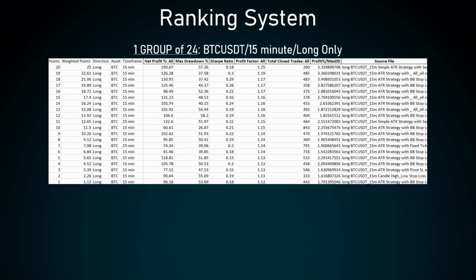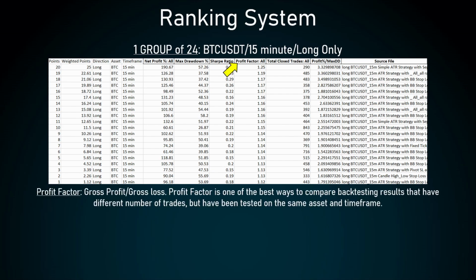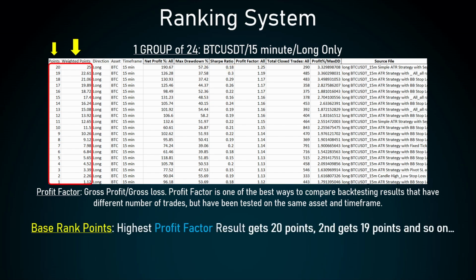Once I got the 24 groups, I sorted them based on profit factor. Whichever stop loss indicator gets the highest profit factor in a specific group will get 20 points, the second best 19, and so on. But why base the ranking on profit factor and not on net profit? Each backtest result got a different number of trades, meaning the scripts with more trades have more chances to generate more net profit. This is a clear advantage.